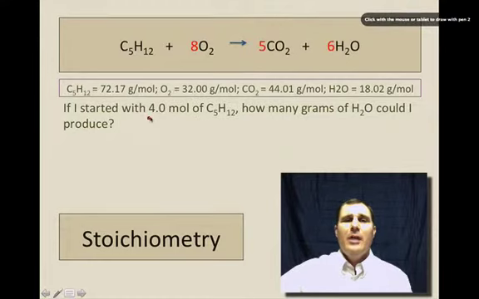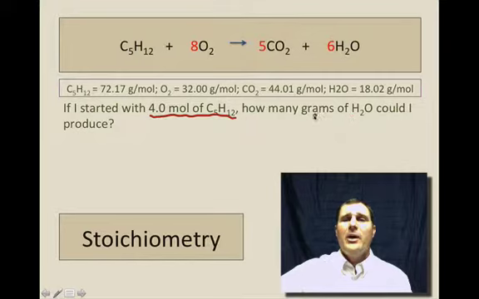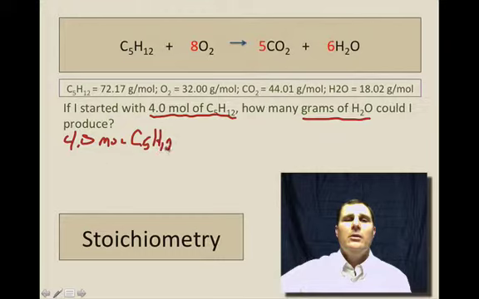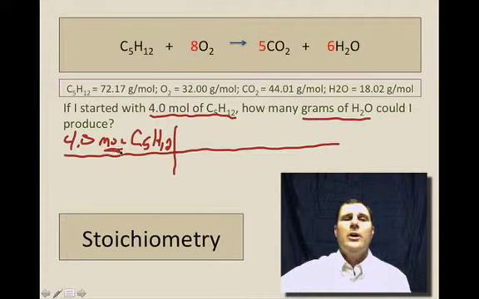This time, I'm getting 4 moles of pentane to start with. And I want to get to grams of water. So I write down what I'm given to start, 4.0 moles of C5H12. Good. Since I'm in moles, I can put it right into the mole ratio and change it to the other substance.